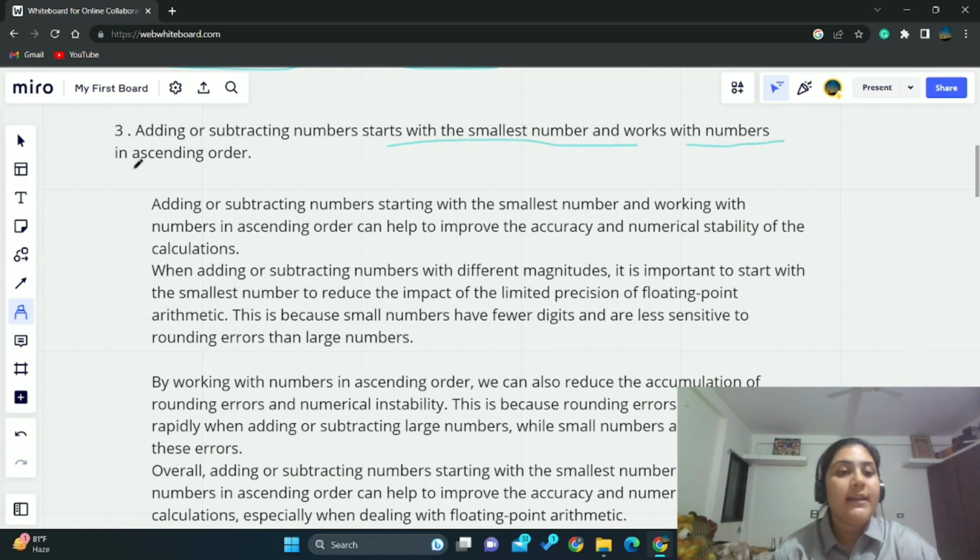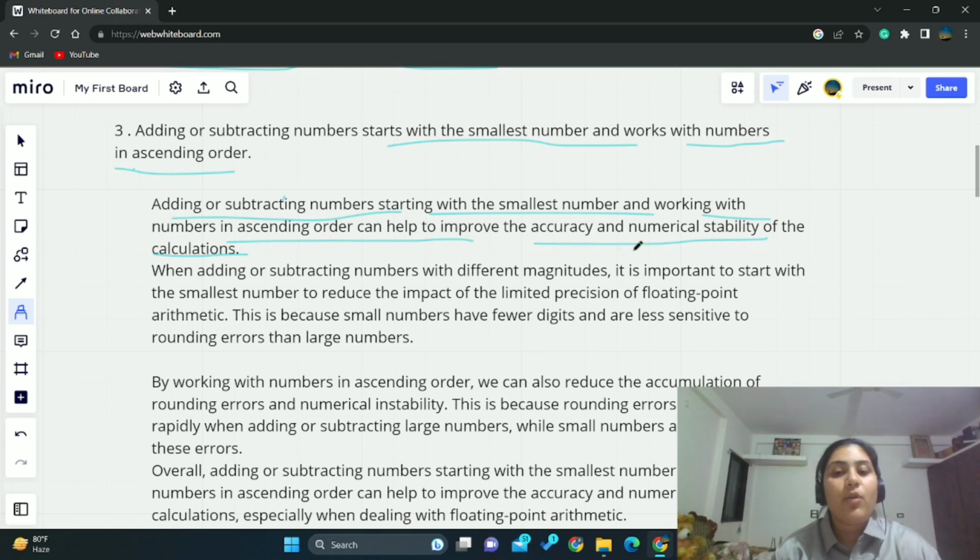with the numbers in ascending order. So yes, adding or subtracting numbers starting with the smallest number and working in ascending order can help to improve the accuracy and numerical stability of the calculation. Adding or subtracting numbers in ascending order can reduce the impact of the limited precision of the arithmetic.